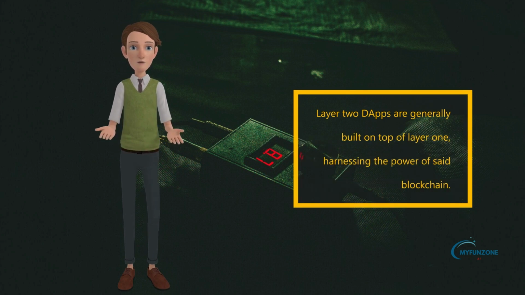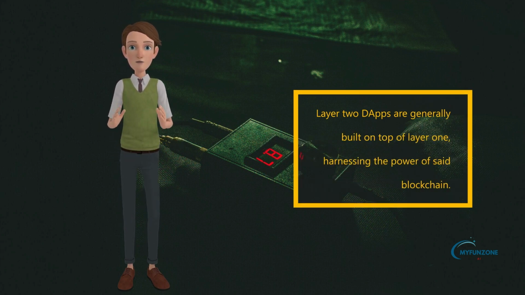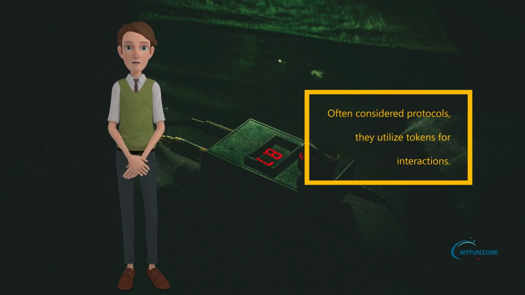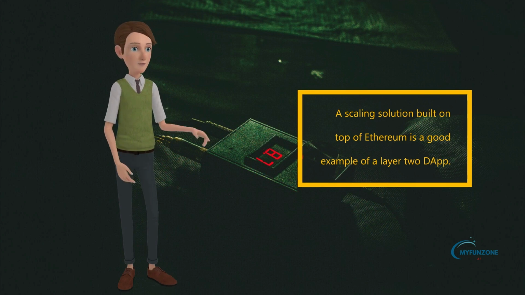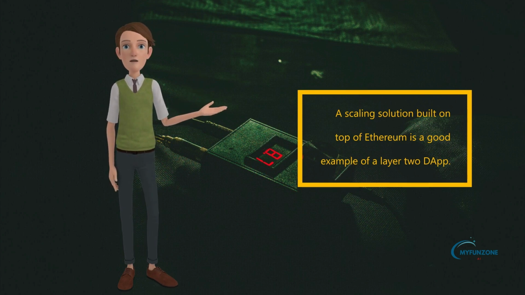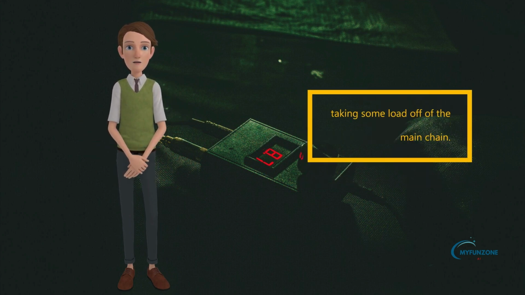Layer 2 DApps are generally built on top of Layer 1, harnessing the power of said blockchain. Often considered protocols, they utilize tokens for interactions. A scaling solution built on top of Ethereum is a good example of a Layer 2 DApp. Transactions may process on this second layer before committing to the first, taking some load off of the main chain.